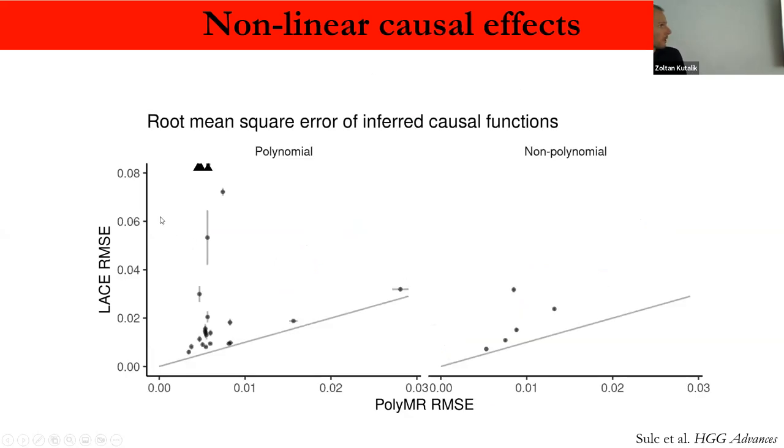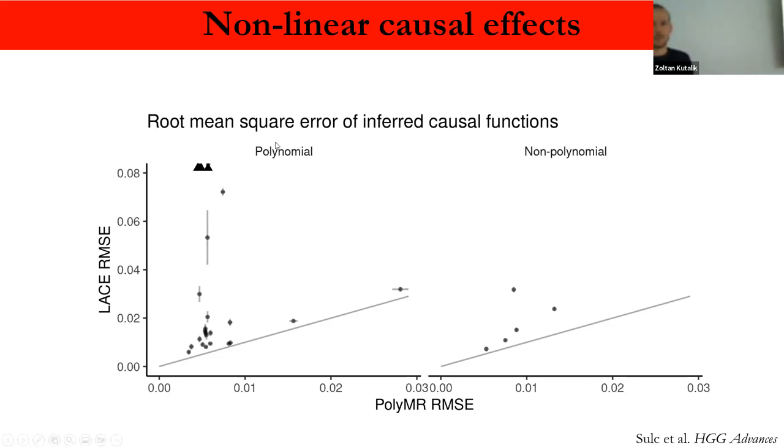An obligatory task was to compare it to LACE. So this is the root mean square error by our PolyMR method, and this is the root mean square error by LACE. Since LACE is not assuming any particular functional form, of course, it has less power, but it's also more flexible.